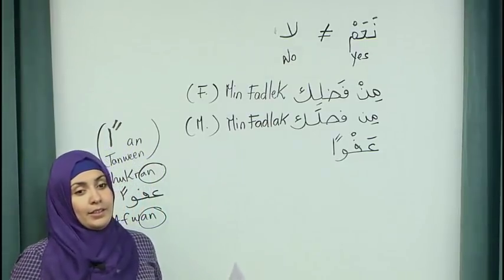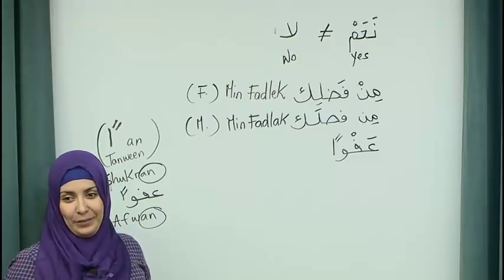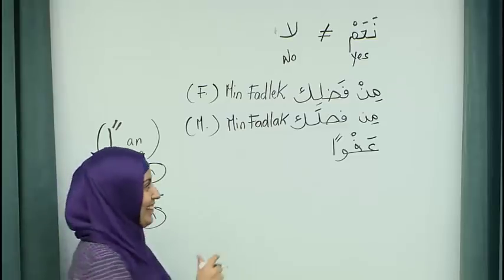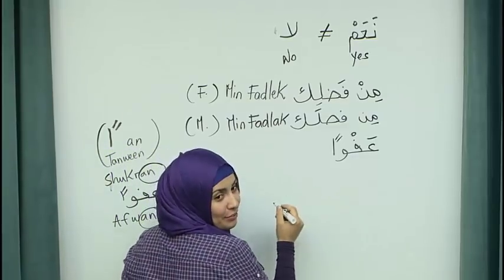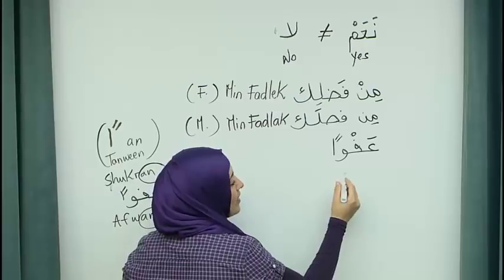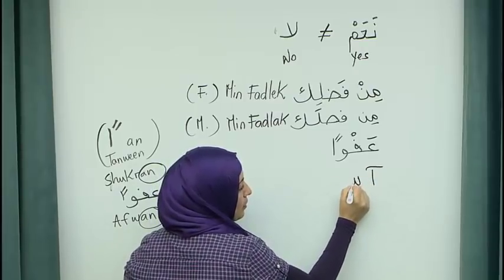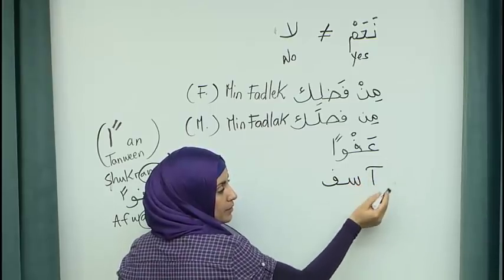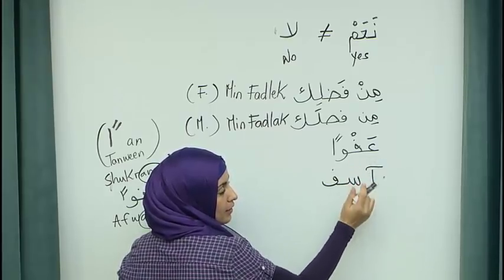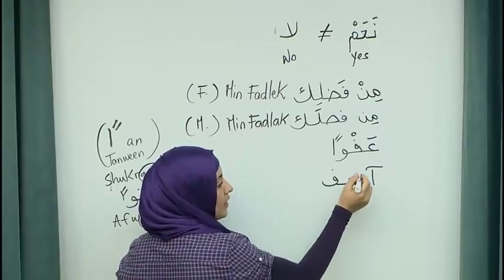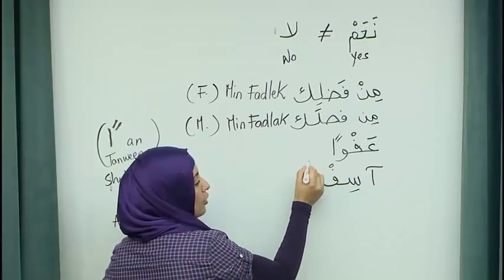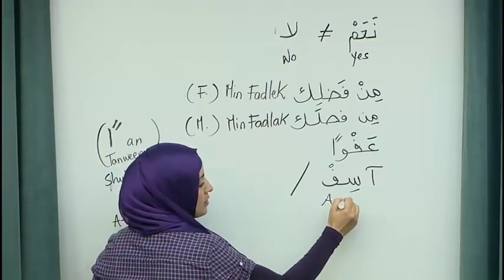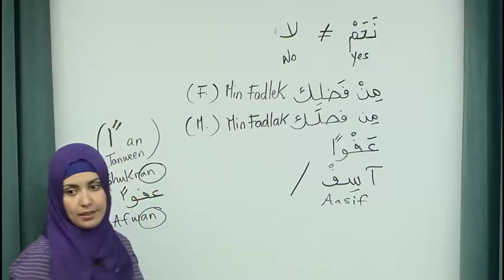You hit someone and you did not see him. What do you say in Arabic? Sorry. Asif. Okay? Remember this one? What is this? Two alifs. Long vowel. Yeah. Perfect. Asif. Sorry.